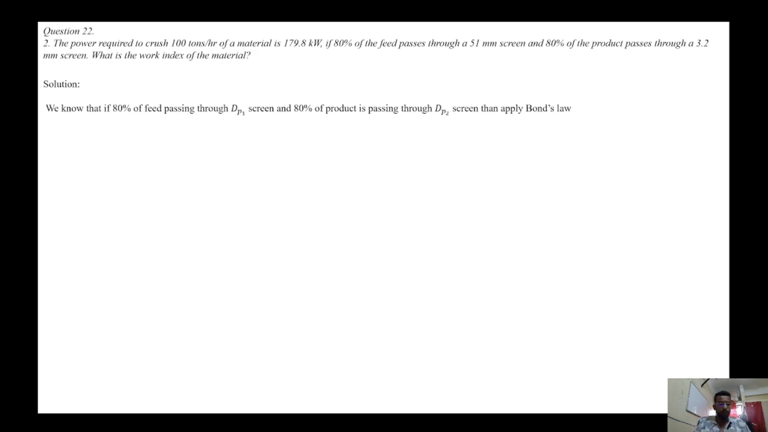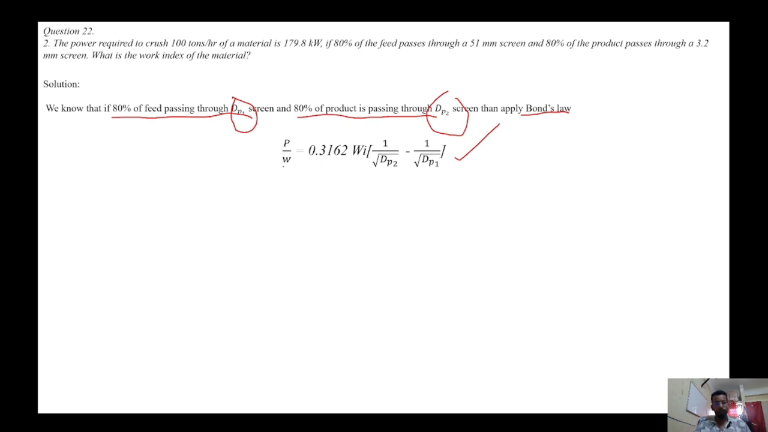So solution, we know that if 80% of the feed passes through a screen of dp1 and 80% of the product is passing through a screen dp2, then we will apply Bond's law. So what is Bond's law? This is Bond's law, right? We all know power divided by the flow rate of the solids.